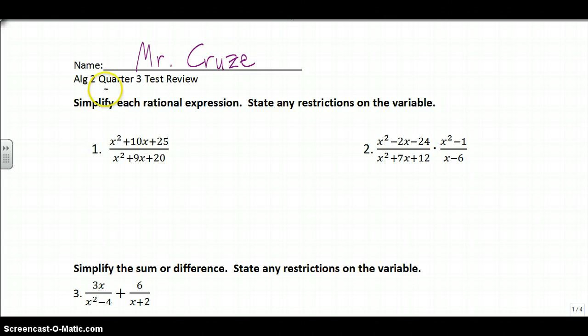This time it's the Quarter 3 test, the big test, which should drop your lowest test score. Alright? So, big important thing here, it can boost your grade.